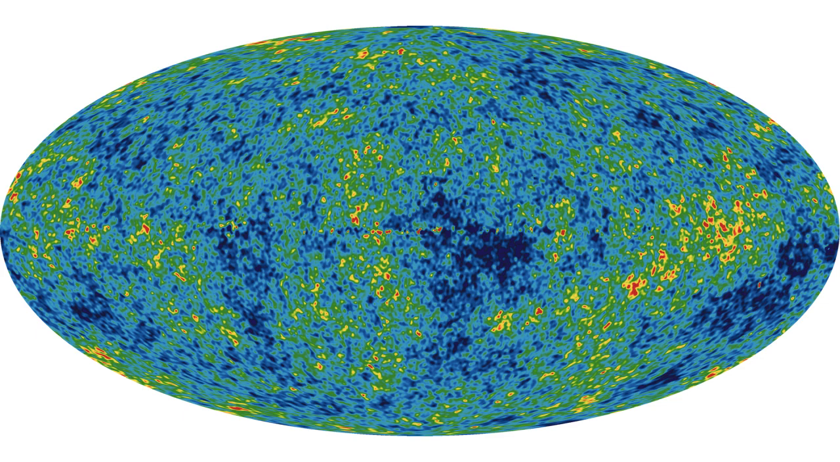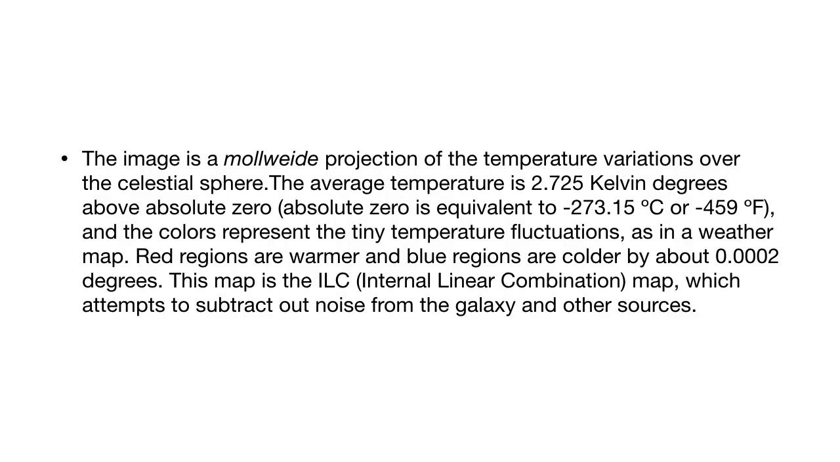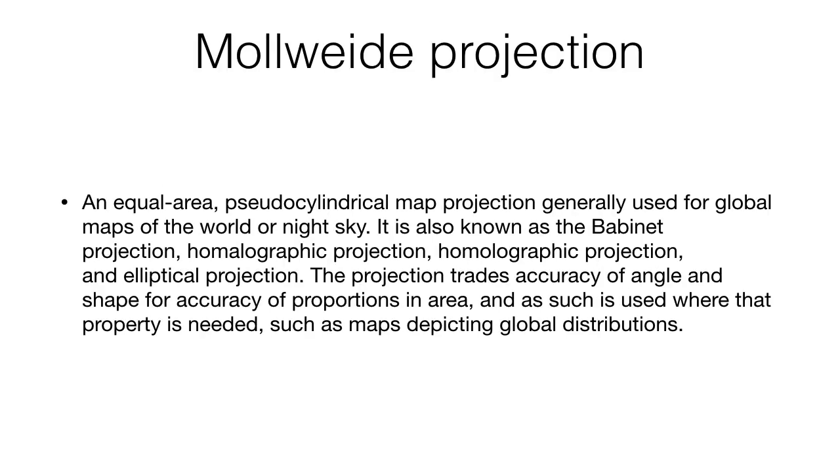I repeat, the number is 0.0002 degrees from the average. So here is the summary. The average temperature is 2.725 Kelvin. That is the temperature above absolute zero. And the cold and warm regions differ by 0.0002 degrees. And it is a Mollweide projection.